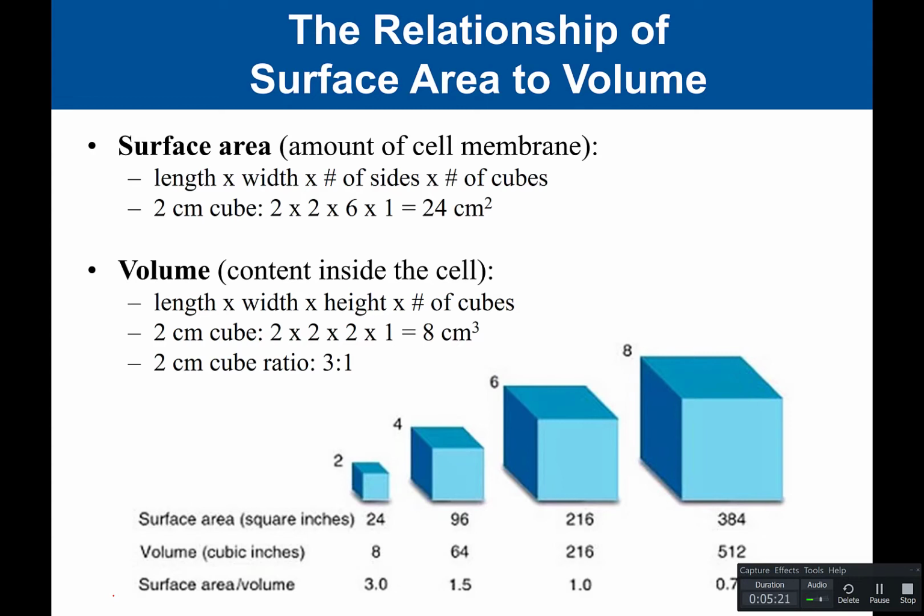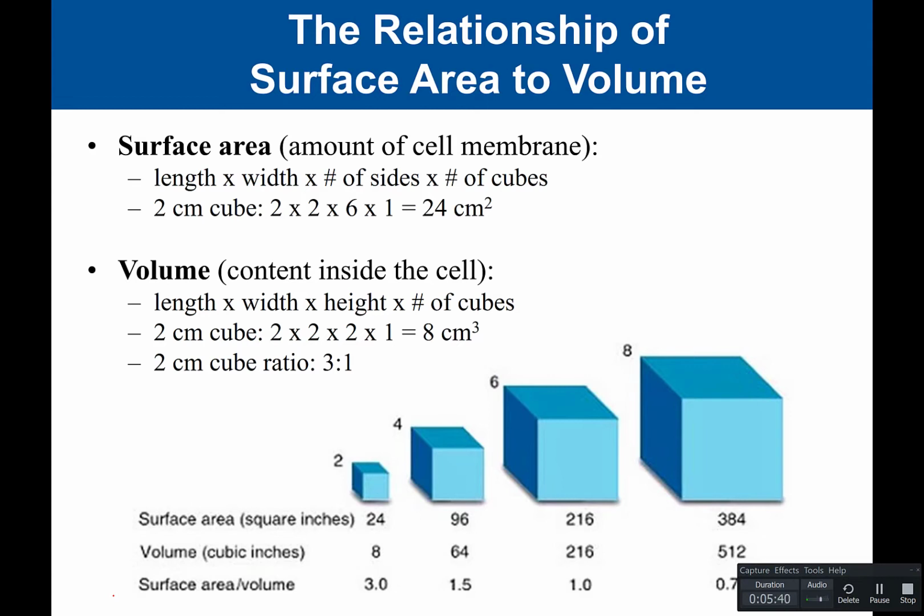Don't forget units. You need to write centimeters squared. That's because of the length times the width, right? Because length would be centimeters, width would be centimeters. So my units, centimeters squared. The volume is equal to the content inside the cell, right? The amount of space that the cell occupies.